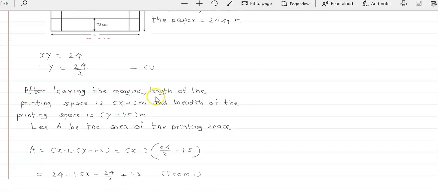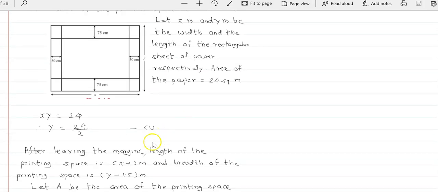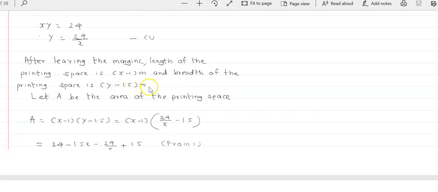Therefore, after leaving the margins, the length of the printing space is x minus 1 meter, and the breadth of the printing area is y minus 1.5. Now how is this x minus 1? This is 50 centimeter, again 50. 50 plus 50 is 1 meter. Therefore x minus 1 is here. And what about y? The width is 75 and 75. It becomes 1.5 meter. Therefore, y minus 1.5 meter.